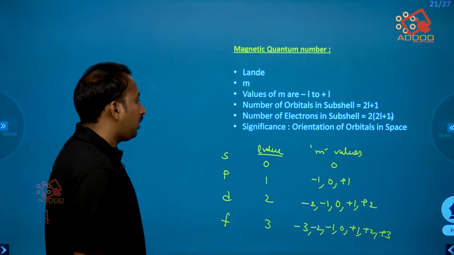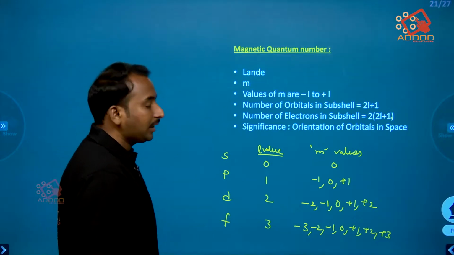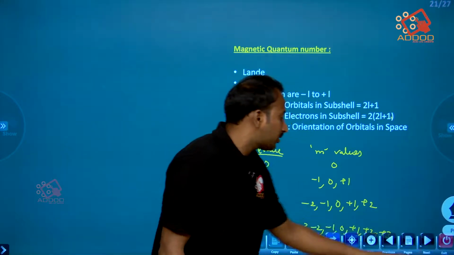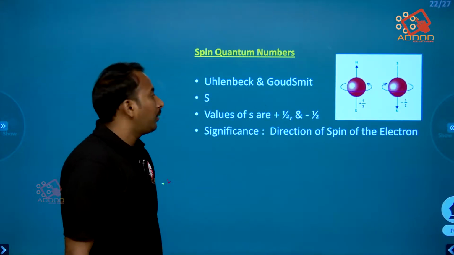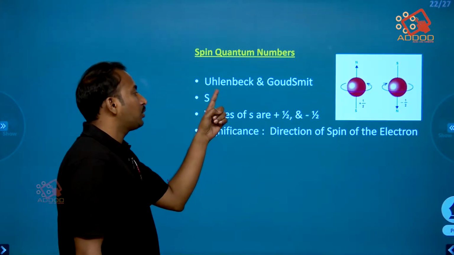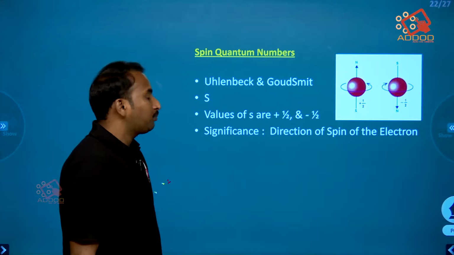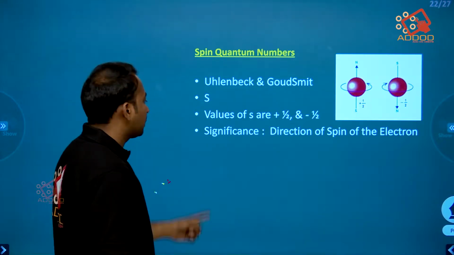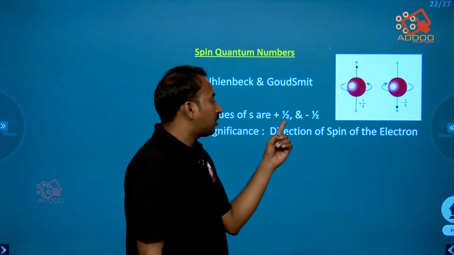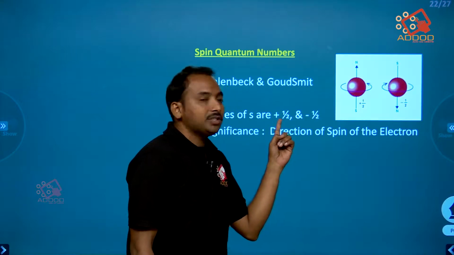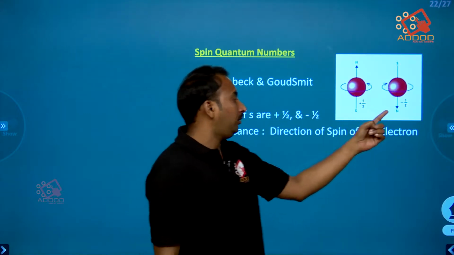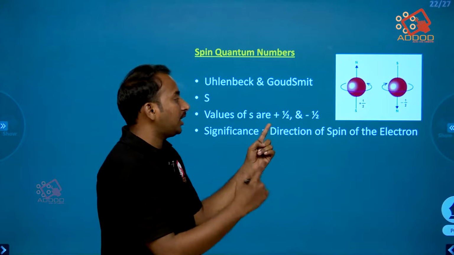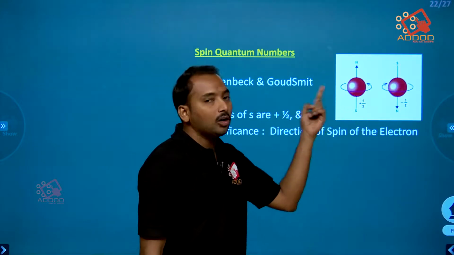Okay. So these are the m values. This is the magnetic quantum number. And the last one is the spin quantum number. The spin quantum number, proposed by Uhlenbeck and Goudsmit, is denoted by the small s. The s values are plus or minus. Plus means clockwise direction, and minus means anti-clockwise direction.